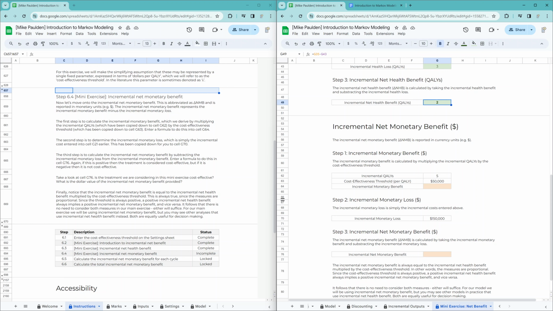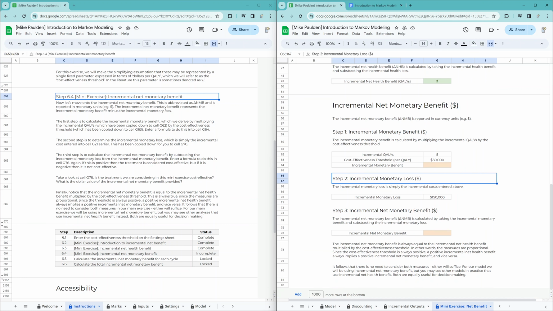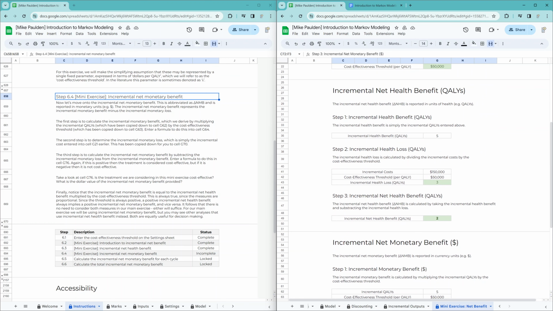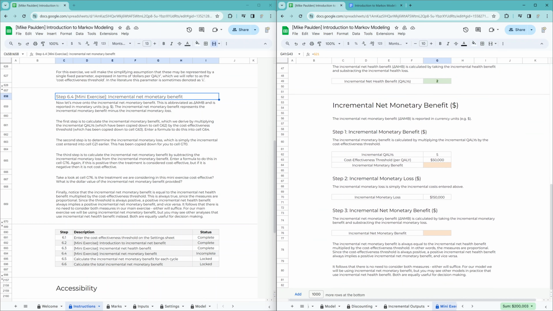Okay, let's now move on to incremental net monetary benefit. This is step 6.4. Now, incremental net monetary benefit is a little bit different. So step 1 is to calculate the incremental monetary benefit. So it's not health this time, it's monetary, it's in dollars. Step 2 is the monetary loss. And then step 3 is to put these together to get the net monetary benefit. And if you recall with incremental net health benefit, step 1 was easy. It was done for us. And it was step 2 that was more difficult. Well, it's the other way around for net monetary benefit. Step 1 is difficult and step 2 is done for us. So step 1, I say it's difficult, it's not that difficult.